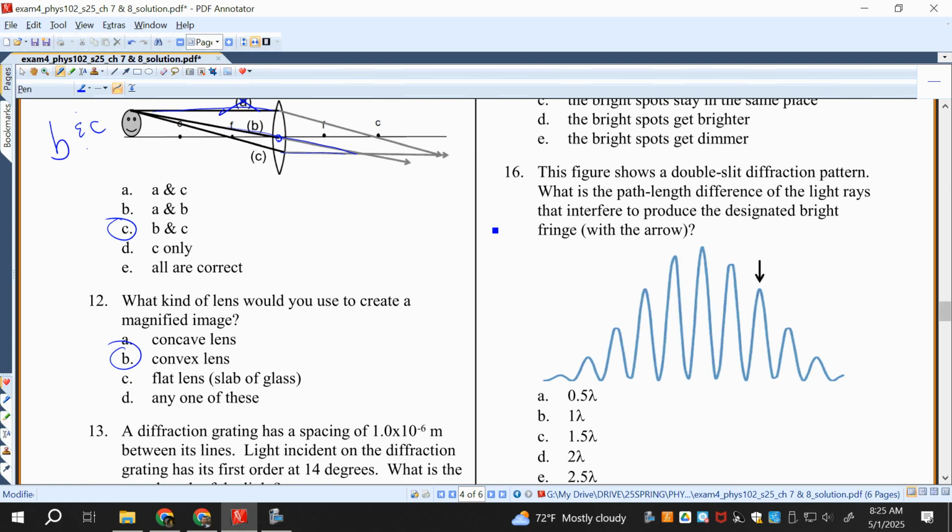So for a double slit diffraction pattern, what's the path length difference? Well, this is 0 wavelengths. This is half a wavelength. This is 1 wavelength, and this is 2 wavelengths. By the way, this is 1.5 wavelengths, 2.5, and on and on. So it's 2 wavelengths, d.